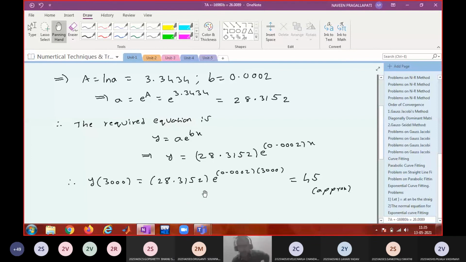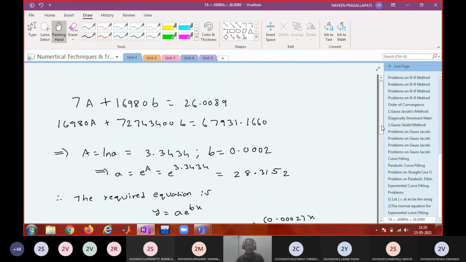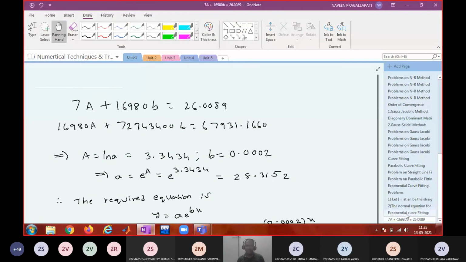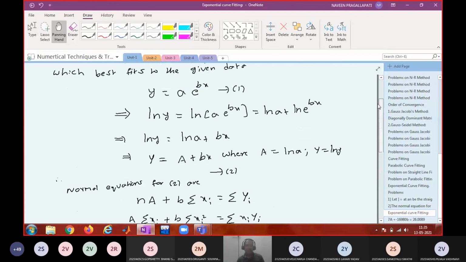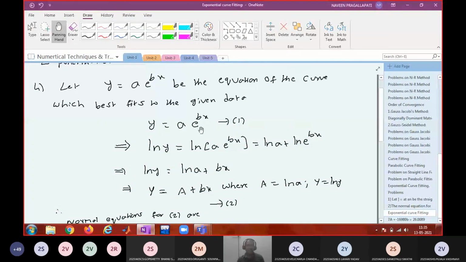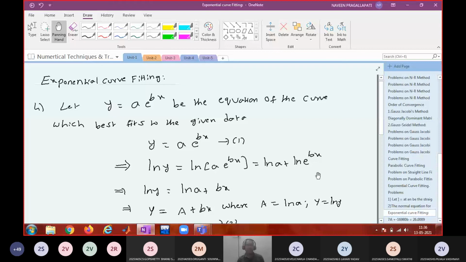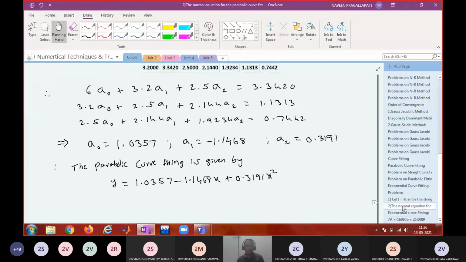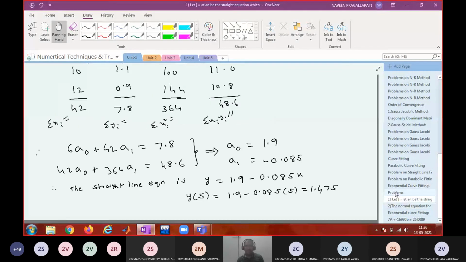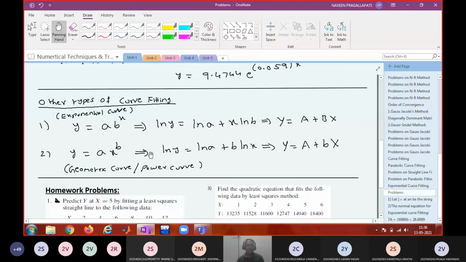Yes, sir. So that's how we'll be finding normal equations. Even though the equation is not in the polynomial form, we'll try to bring it to one of the standard forms of the curve and write down the normal equations accordingly. There are some more types of normal equations which you see here. This is also called an exponential curve. This is another form of the exponential curve: y equal to a b power x. It is not y equal to a e power bx.